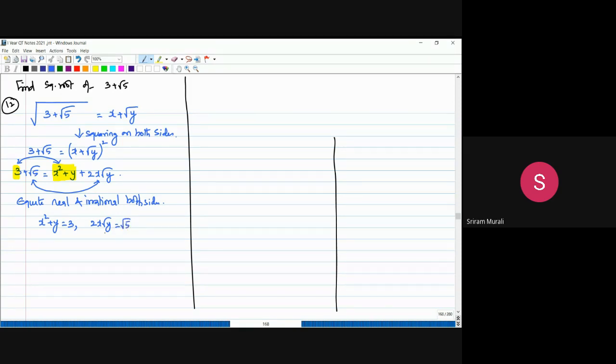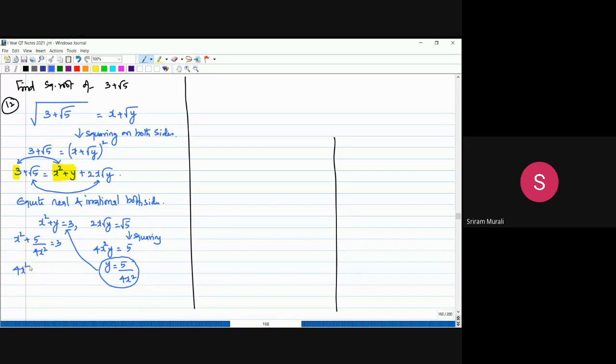If you square it on both sides, again, because to eliminate the square root we square, this is 4 x square y is equal to 5. So we want to find what is xy. So y is 5 by 4x square. Now substitute this here. If I substitute this, what do you get? This is x square plus 5 by 4x square is equal to 3.